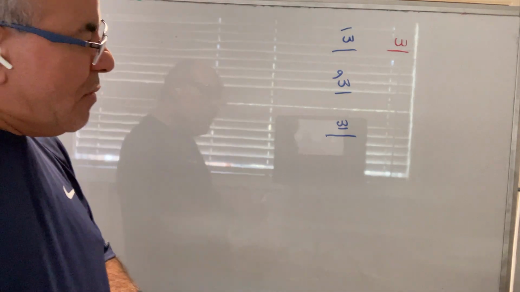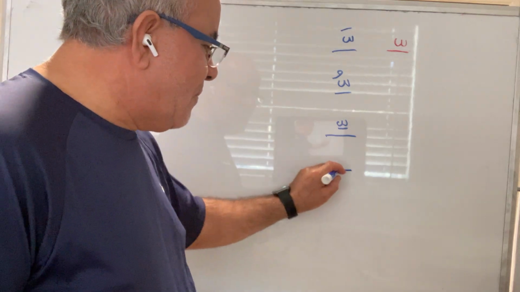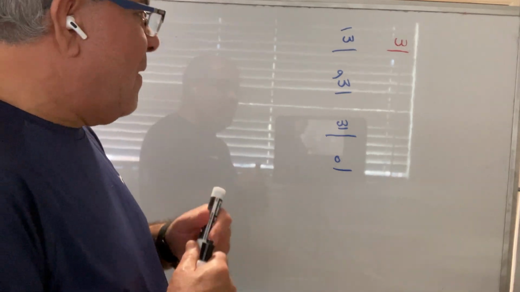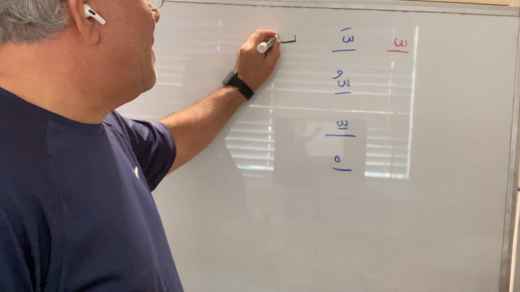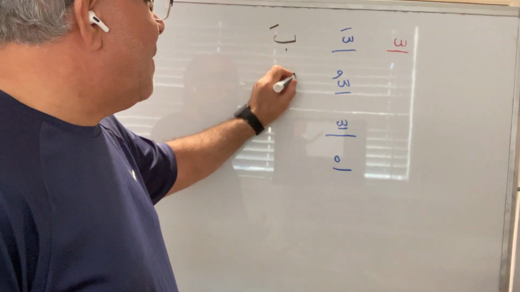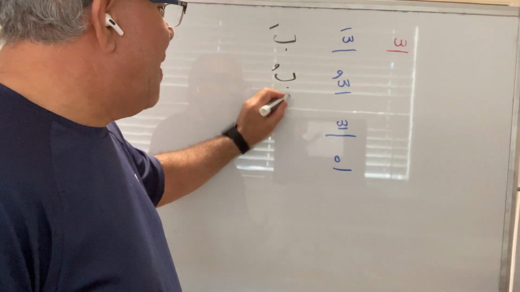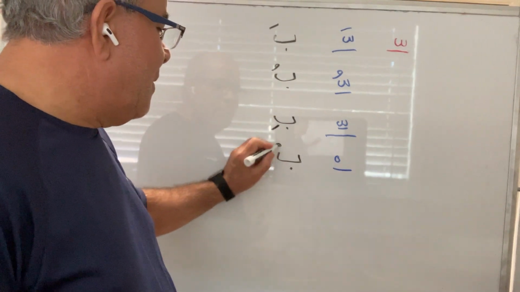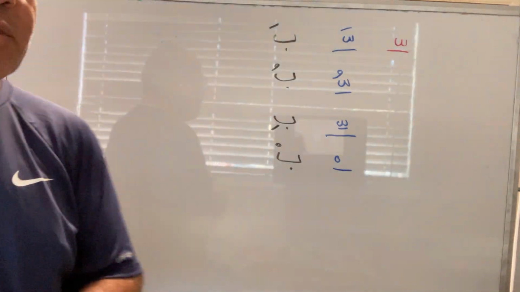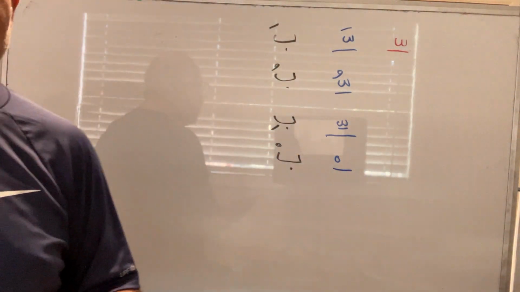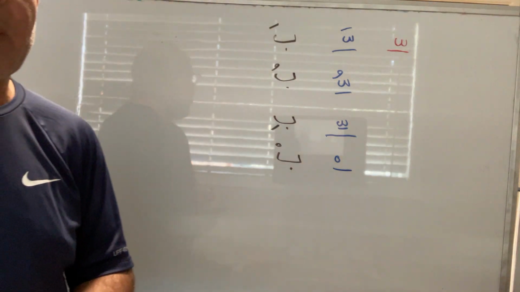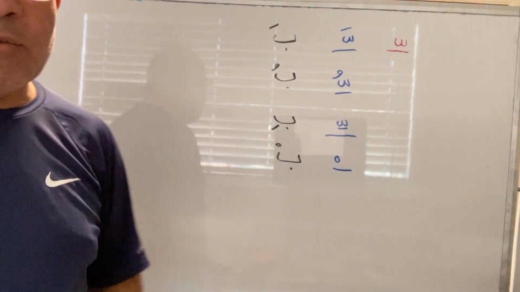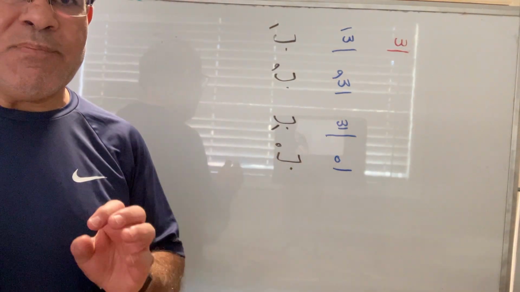Now, we know that consonants also take sukoon, right? So for example, we have the ba with fatha will be ba, the ba with dhamma will be bu, the ba with kasra will be bi, the ba with sukoon will be b. We know that the fatha, dhamma, and kasra add extra sound to the sound of the consonant. So we say ba, bu, bi. But the sukoon doesn't add any sound, so it's only b.